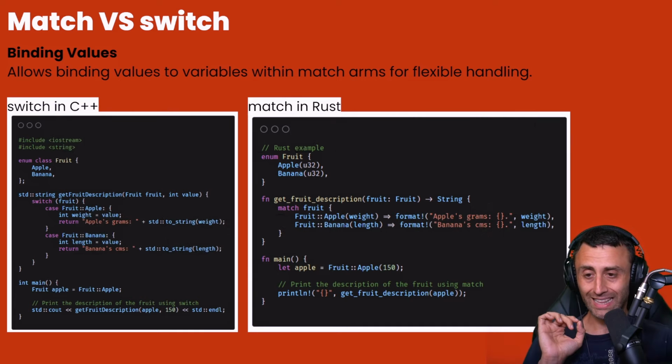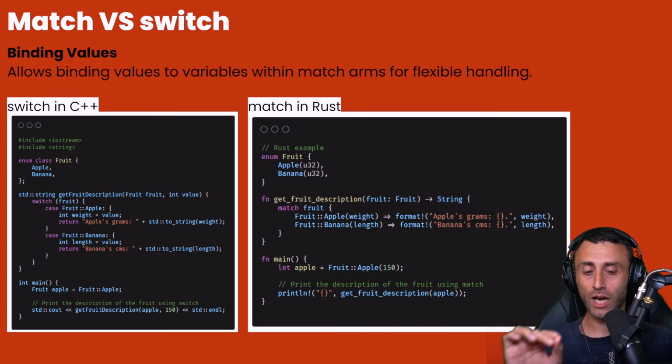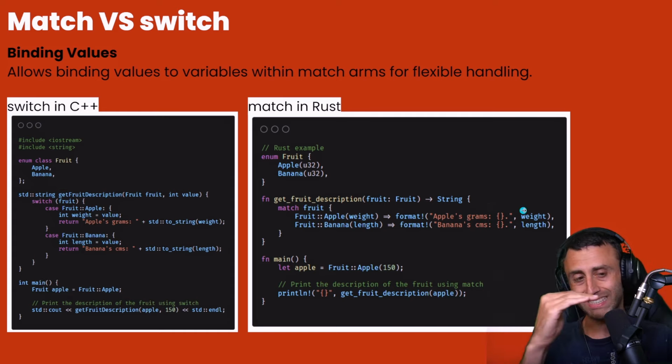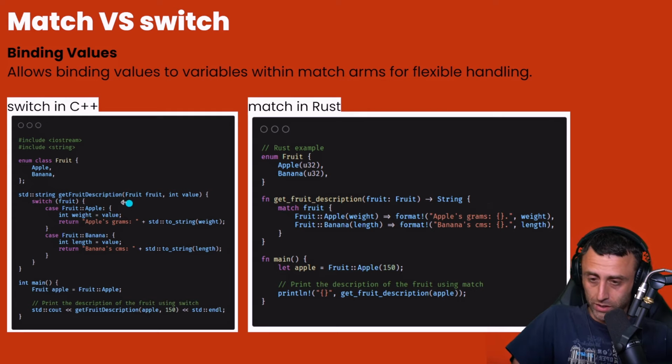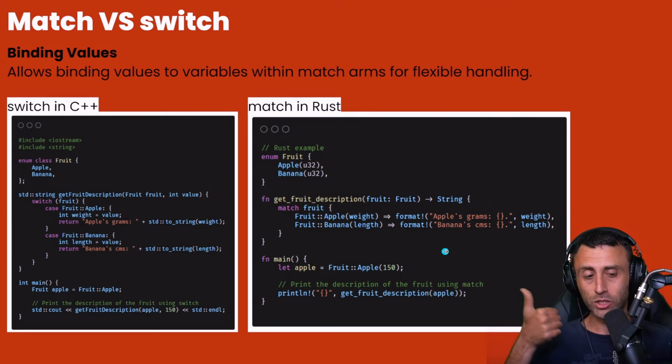Binding values. It allows binding values to variables within the match arms. The arms are basically the lines of the match statement, and this makes it way more flexible. Check here on the left, we have this enum, and then we have some cases. In this case, you see, we need to use this variable inside the case statement here, and then return it here. And in input, we have a single value for this function. It works. But check how the match statement allows us to implement the same concept.